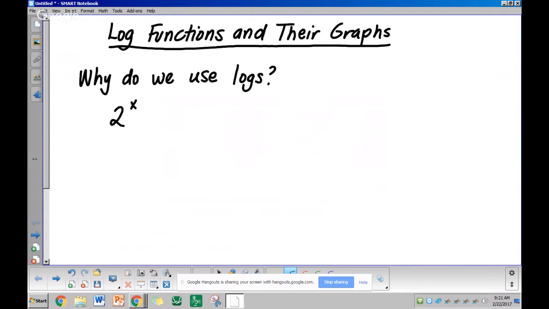Because if we were going to solve an equation like this, can we get the same base on both sides? We could say that 2 to the x equals 2 to the 4th, and then we know that x has to be 4. But what about solving this one?